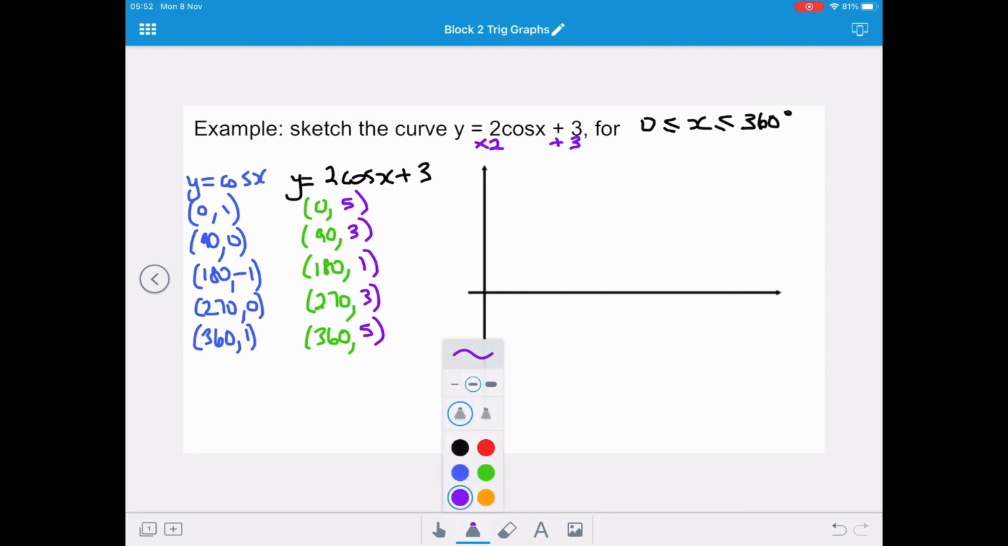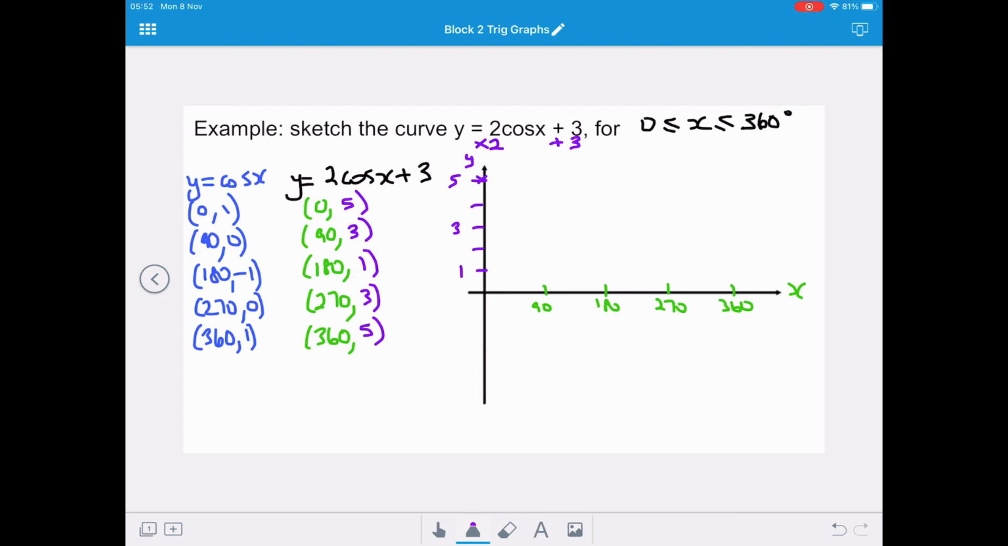So we need to mark out our x-axis in 90-degree intervals, evenly spaced with a ruler. So we've got 90, 180, 270, and 360. And then we're going to mark the values that we require on our y-axis, making sure that we are using evenly spaced scales. So we need to go up to a maximum value of 5. We need to mark on 3 and 1 as well, as they are some of our key points.